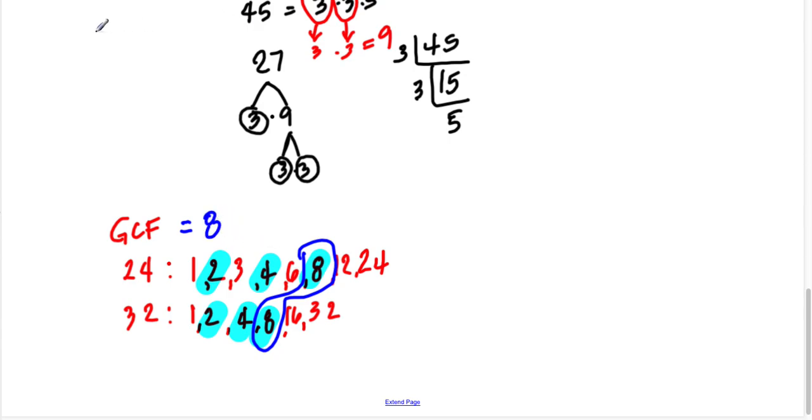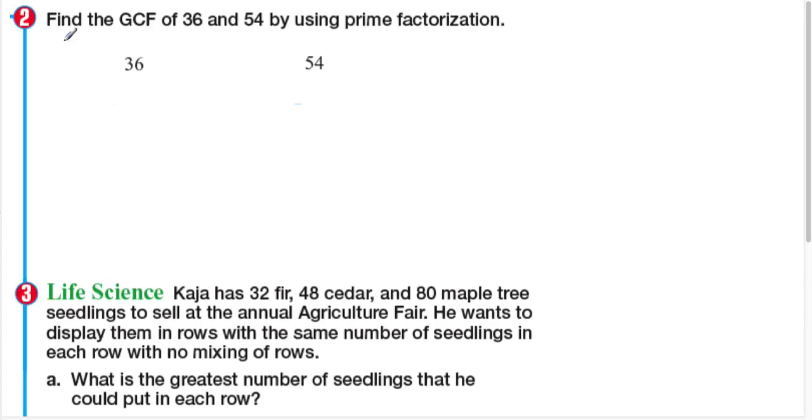Okay, let's take a look at example 2. This one I was able to put up there. Oops, not that one, this one. Okay, we want to find the GCF of 36 and 54 by using prime factorization. So using the factor tree for both, let's find 2 factors of 36. Since 36 is an even number, we can use 2.